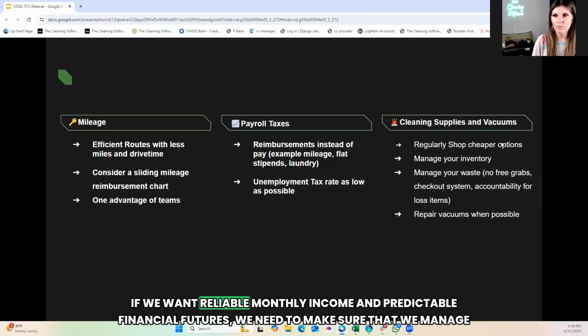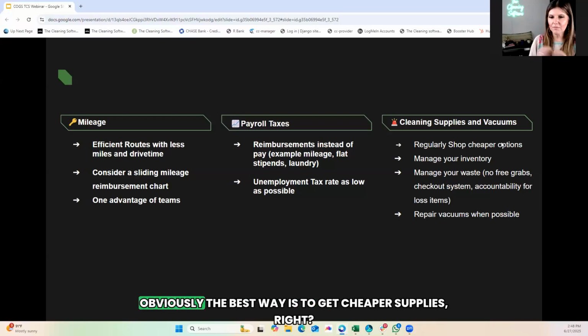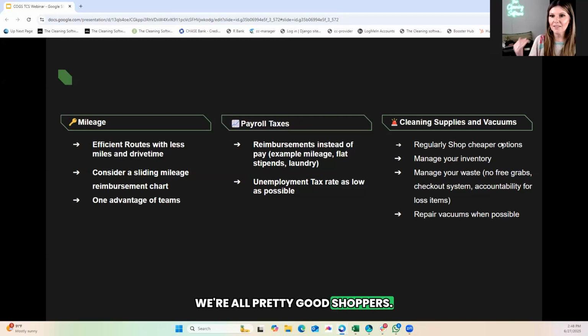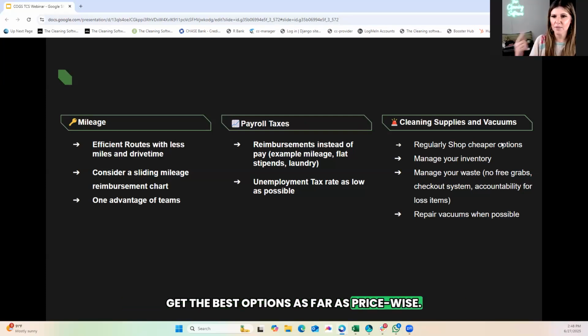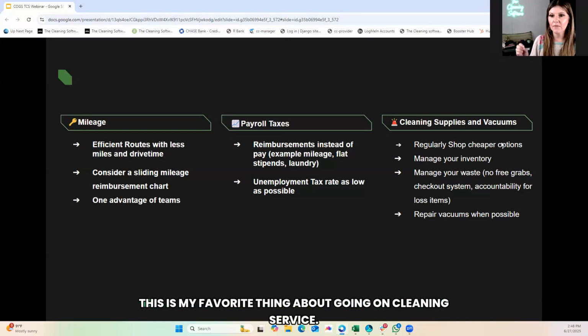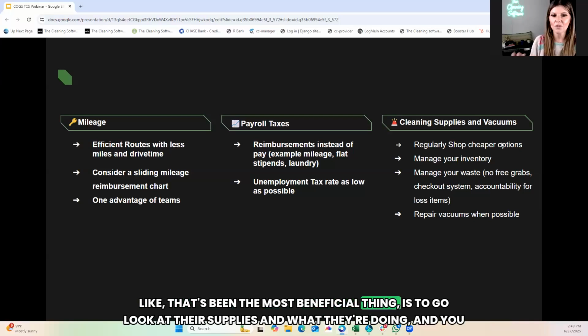If we want reliable monthly income and predictable financial futures, we need to make sure that we manage the inventory. So I'm on number 2. I skipped number 1. Obviously, the best way is to get cheaper supplies, right? And make them more efficient. We're all pretty good shoppers. Get the cheapest stuff you can that lasts the longest. Get the best options as far as price-wise. Always be reinvestigating that. This is my favorite thing about going on cleaning service. If I'm in a town and I stop at a cleaning service, I just want to visit with them. That's been the most beneficial thing, to go look at their supplies and what they're doing, and you can save a lot of money by that.